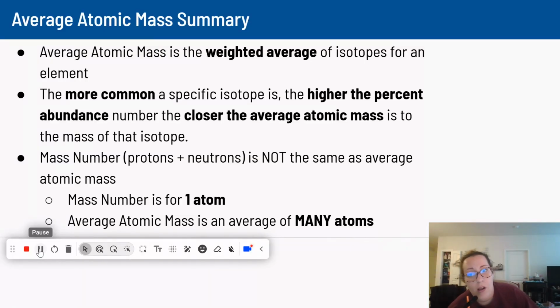So that is the video on average atomic mass. Make sure your guided notes are complete and then go on to the next activity.